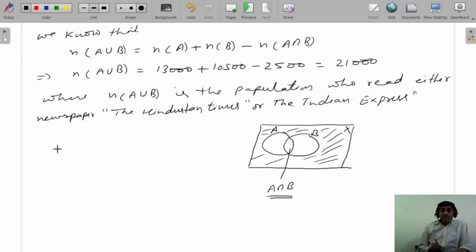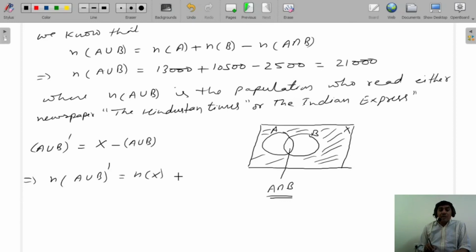So according to the figure, A union B complement is equal to X minus A union B. This implies n of A union B complement is equal to n of X minus n of A union B. This implies n of A union B complement is equal to 25,000 minus 21,000, which is equal to 4,000.